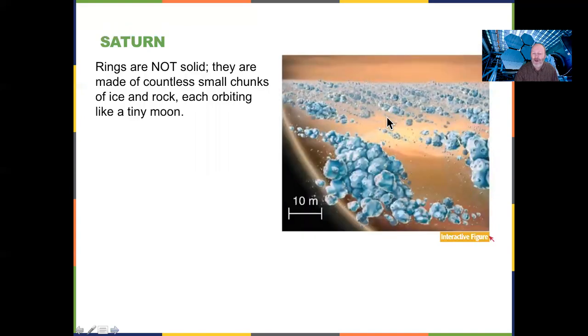The rings themselves are not solid. They've got a lot of particles in them. A lot of them are H2O particles, hence the blue coloration that we see here. This is an artist rendering. This is not an actual photo. You can see Saturn in the background there.